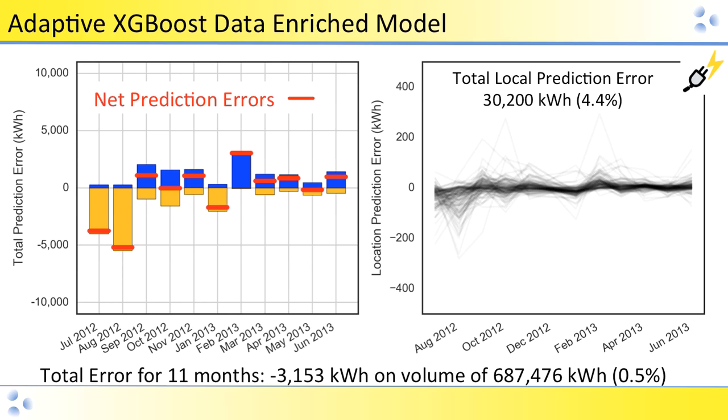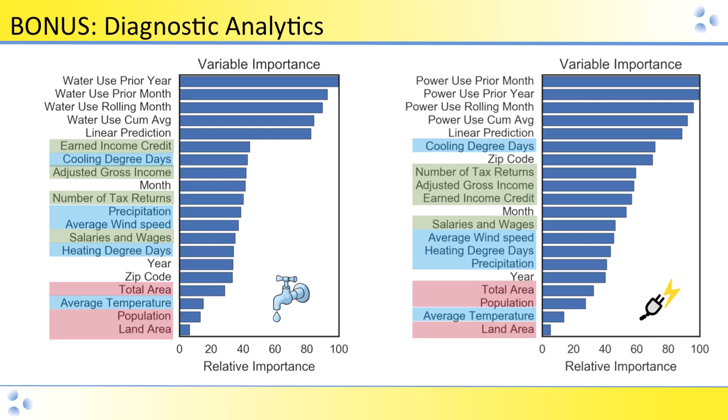There's a bonus that comes out of doing this type of machine learning, and that's that I can return back to diagnostic analytics. The machine learning algorithms not only tell me what the predictions are, but because I'm using a boosted decision tree algorithm, I also get which variables were most important in making those predictions. And so I've listed on the left the water and on the right the power predictions. These are the most important variables in order of importance.